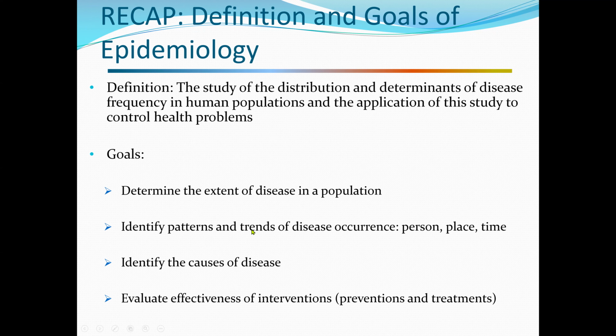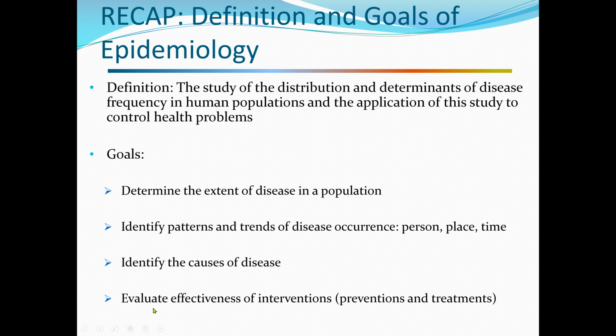So we need to determine the extent of disease in the population and also identify the patterns and trends of disease occurrence, such as person, place, and time. This is normally called descriptive epidemiology, and we're going to cover this topic again in the future. Also, we are going to identify the causes of disease, which is called analytic epidemiology. So we have two branches of epidemiology: descriptive epidemiology and analytic epidemiology.